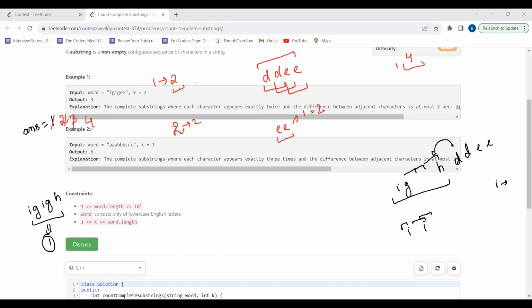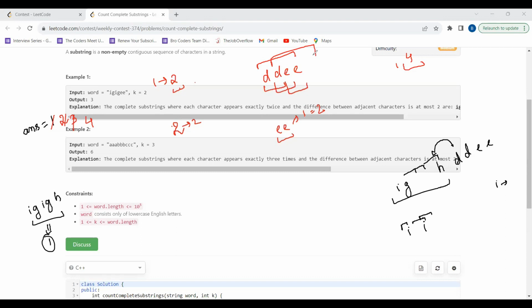And do we have any other 4-length substring? No, because it itself is a 4-length substring. If we move the window here, the window will go out of scope. We don't have any other 4-length substring.